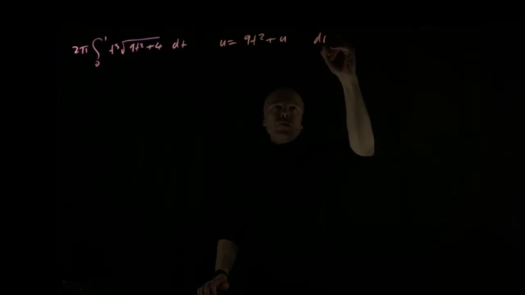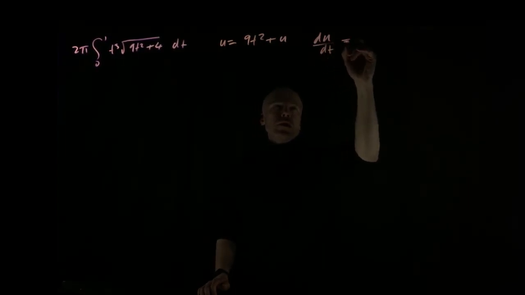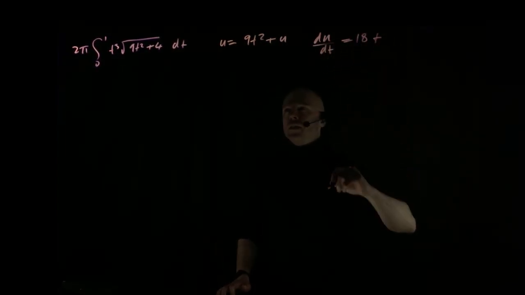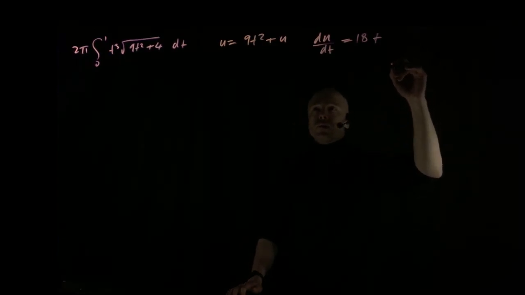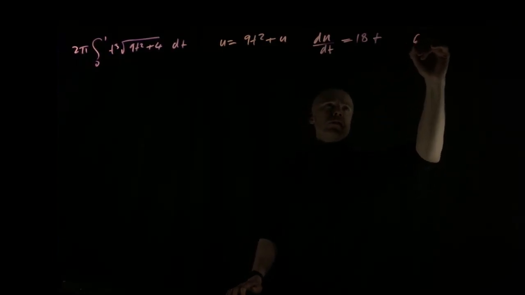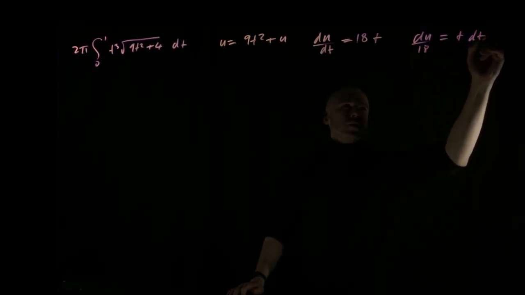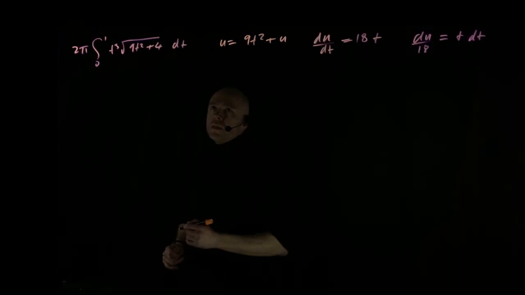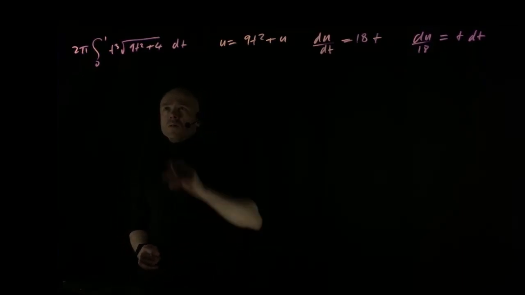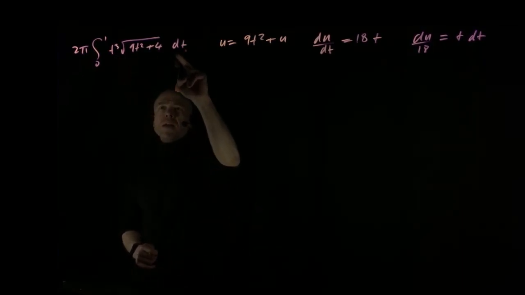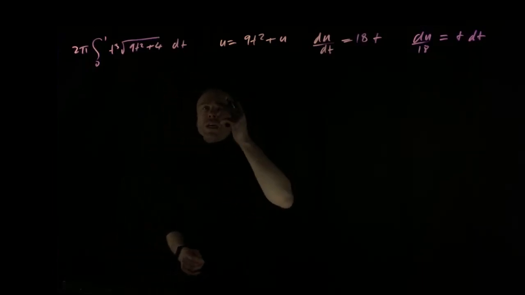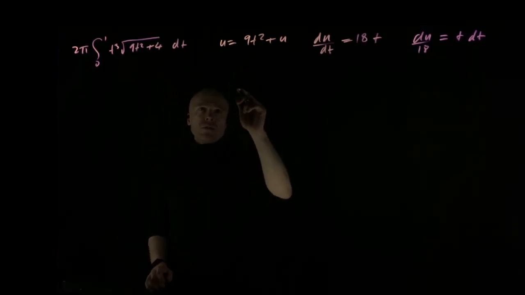And then du by dt is 18t. And therefore, we have du over 18 equals t dt. Cool. So we can pull out one t right here and absorb it, and then we'll have a t squared left, but we also have this stuff here.